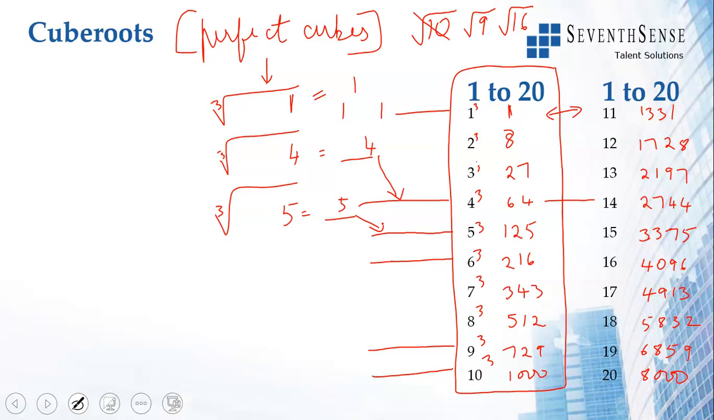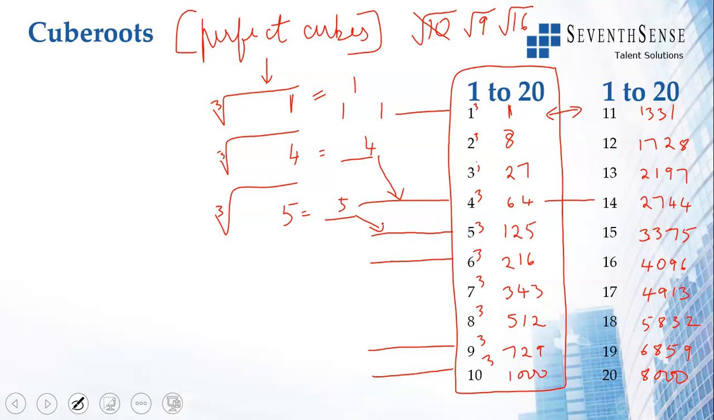So if a number ends in 1 and we are asked to find the cube root of that number, the answer will have 1 at the end. If we get a number ending in 4 and we are asked to find the cube root, the answer will end in 4. If we get a number ending in 5, the answer ends in 5. If we get a number that ends in 6, the answer ends in 6. If we get a number that ends in 9, the answer also ends in 9. And if the number ends in 0, if you have to take a cube root, the answer ends in 0.